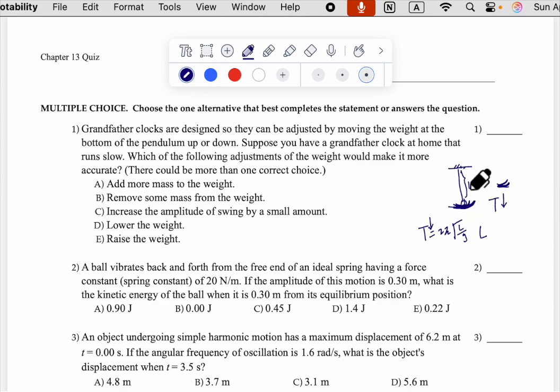To make this small, you can move the weight up. Instead of here, you move it to here, so that you make this L small. Alright, so the first answer is raise the weight.